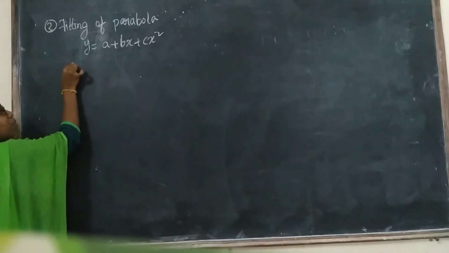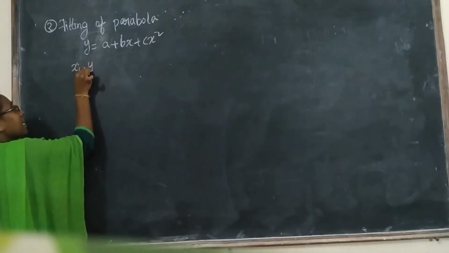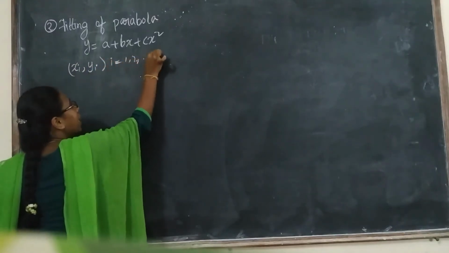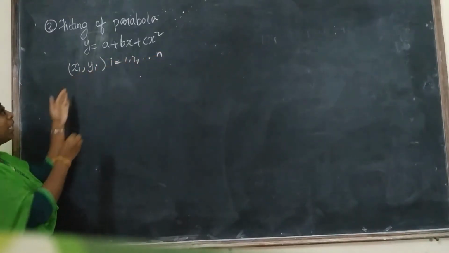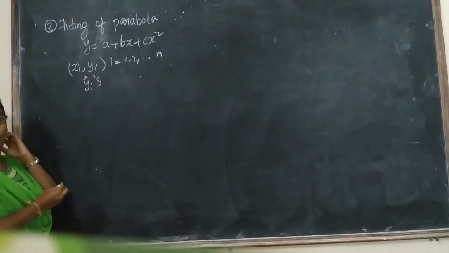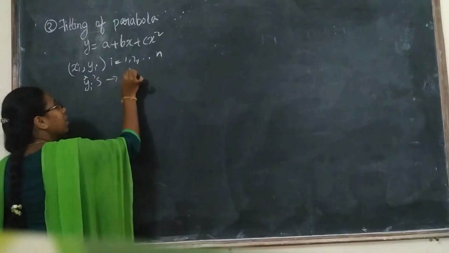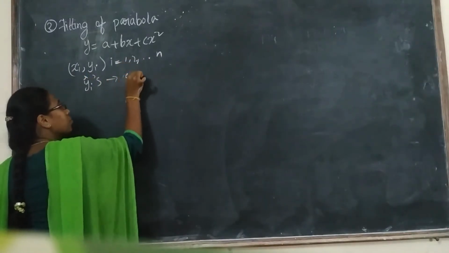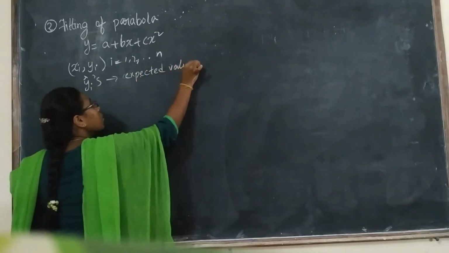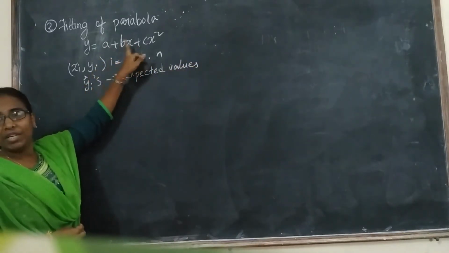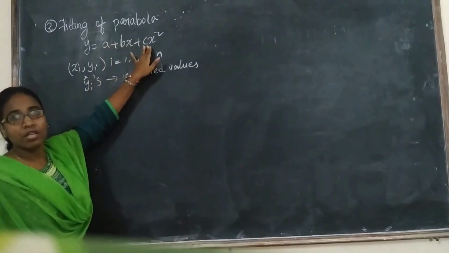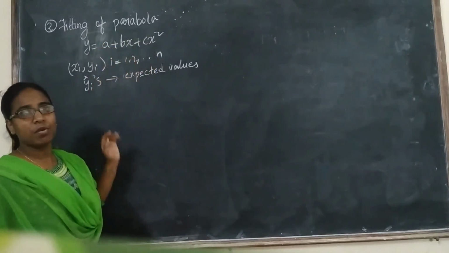We are considering a bivariate distribution xi comma yi where i equals 1, 2, so on n. These are all the observed values, and whatever the yi hats you have, all those are the expected values. So here we have three parameters a, b and c. So we need to estimate all those three parameters by using the concept of principle of least squares.